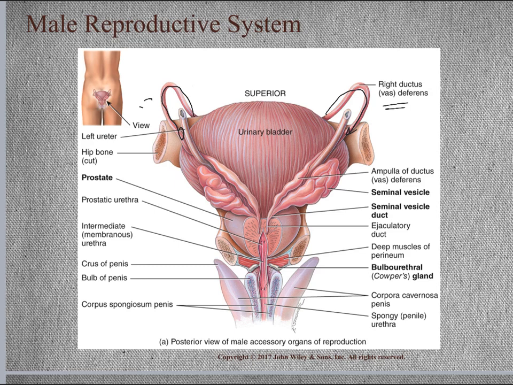Now, we have our seminal vesicles, our accessory gland. We'll talk about this in a little bit. We have our bulbourethral gland, another accessory gland, and a prostate.